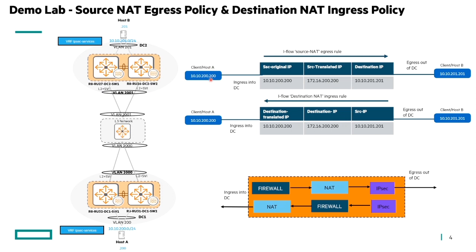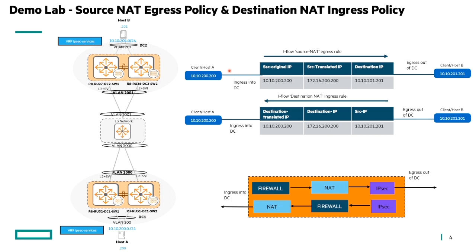Source NAT egress, host A connecting to host B. Host A's source IP of 10.10.200.200 is translated to 172.16.200.200. Destination IP remains the same. Now this is for the initiated flow out, and the R flow, the return flow coming back in, will be automatically translated back to the original IP address as part of that rule and that NAT engine process.